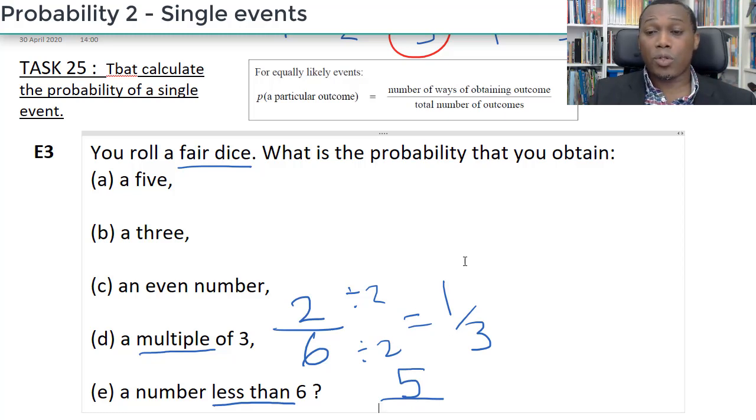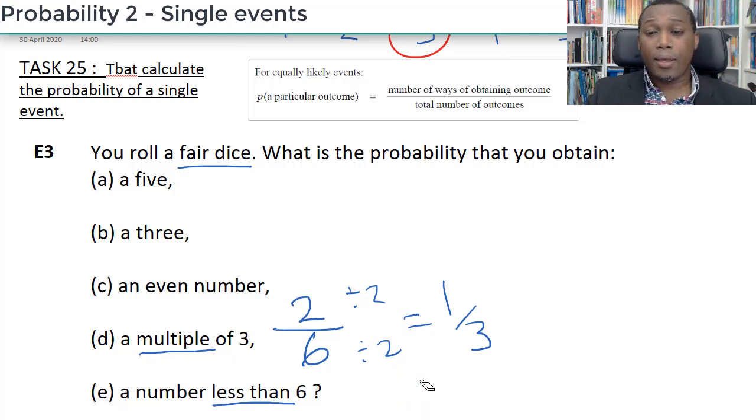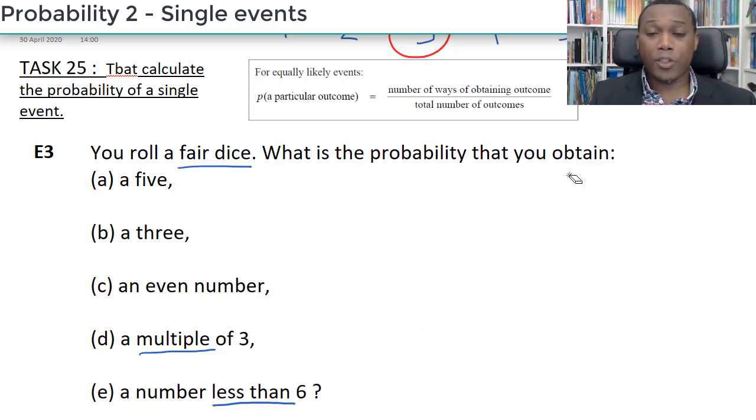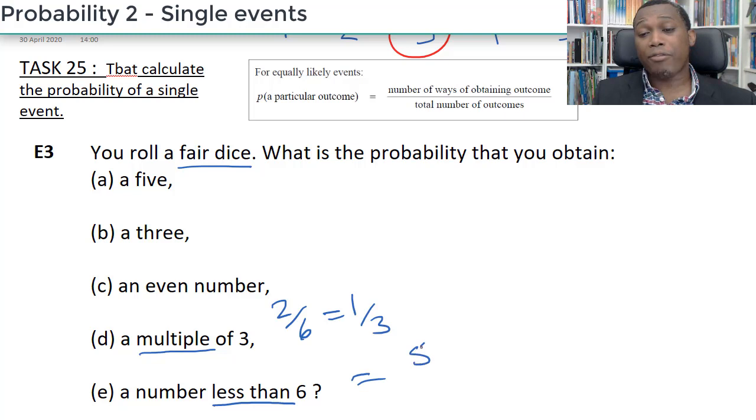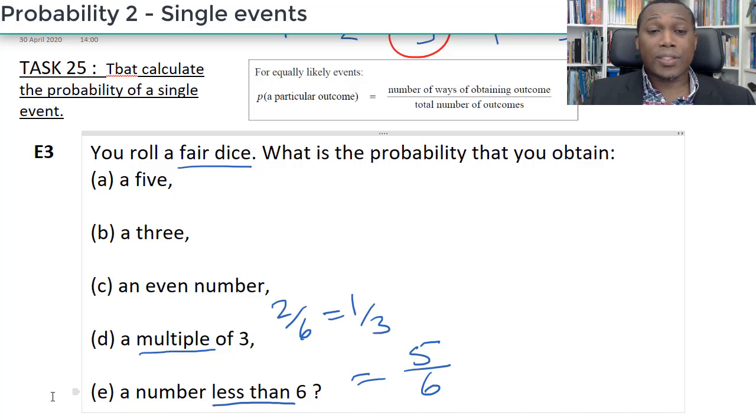Let me just scroll this up to fit. I'll just rub this off so we have a bit of space. The chance of getting a multiple of 3, we said, was 2 on 6, which is equal to 1 on 3 when we simplify it. For a number less than 6, there are 5 numbers less than 6, and it's 5 out of 6. The probability is 5 out of 6. Those are your answers for this example.